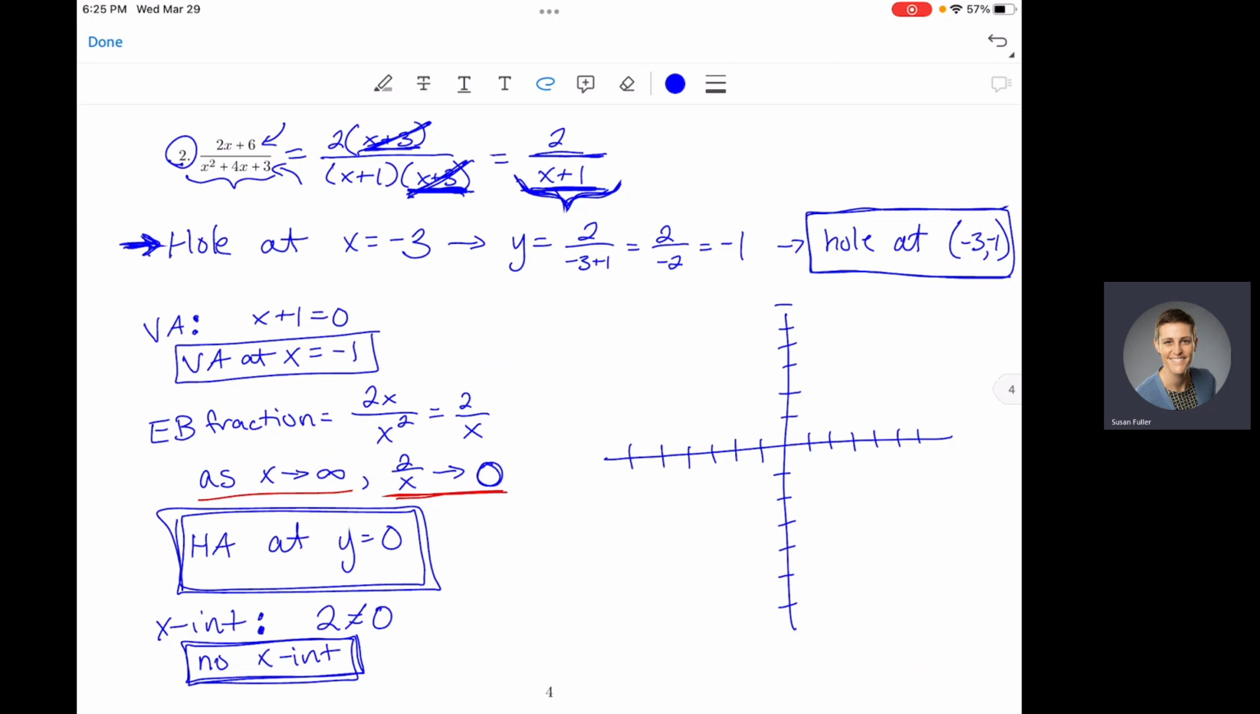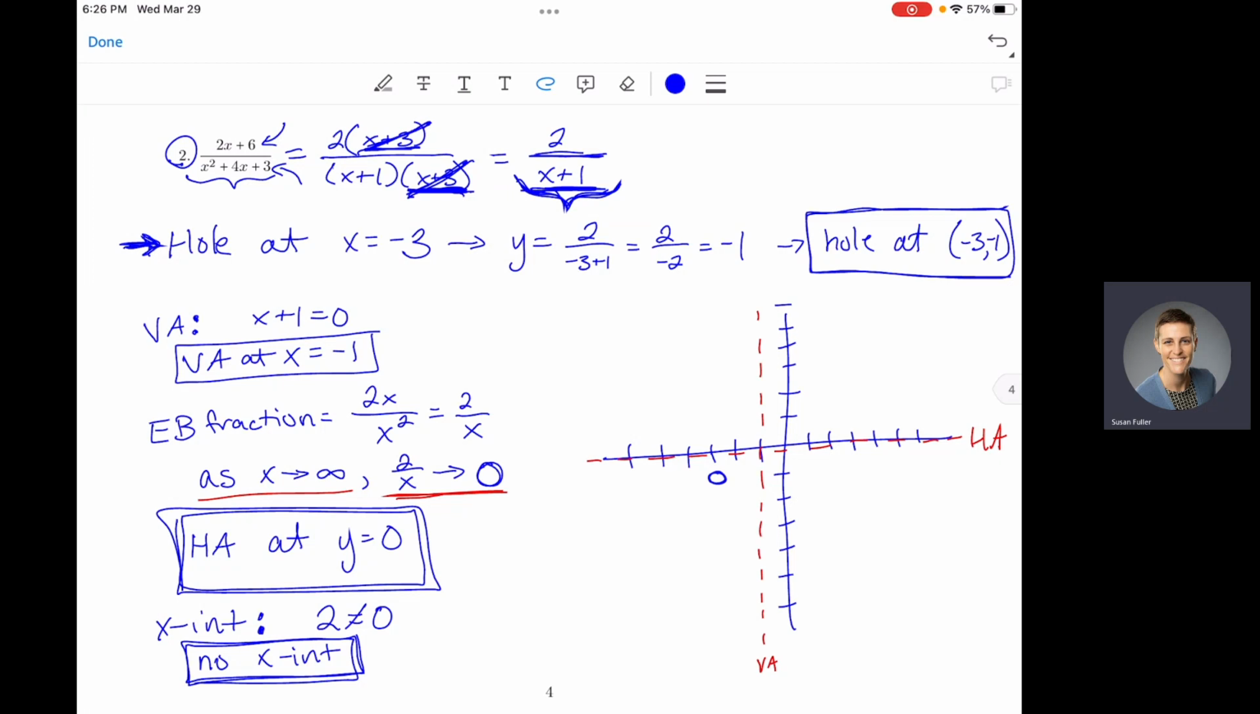Okay, so I have a hole at -3, -1. So x is -3, y is -1 is down here. There's my hole. It's just going to be an open circle. I have a vertical asymptote at x equals -1. So here's my vertical asymptote at x equals -1. And I have a horizontal asymptote at y equals 0. So here's my horizontal asymptote at y equals 0. Now, I don't have any x-intercepts to plot, so this is all the points that I have.